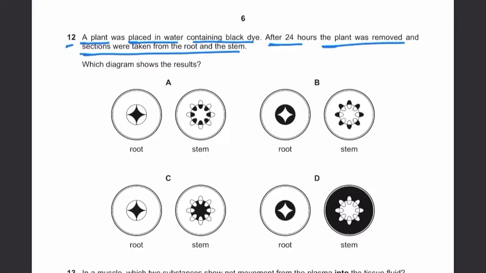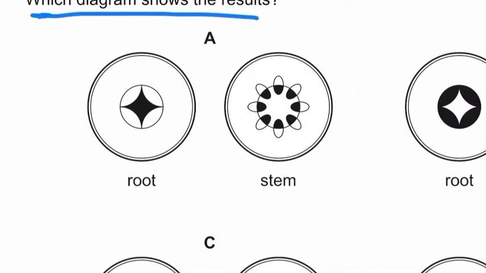So what is done in this experiment? The plant was first placed in water containing the dye and was left for 24 hours. Then the plant was removed and sections were taken from the stem and the root. Which diagram shows the results? So guys, you should know that the xylem will get darker. In the root, the center part is the xylem, which is the X part. This is the xylem in the root.